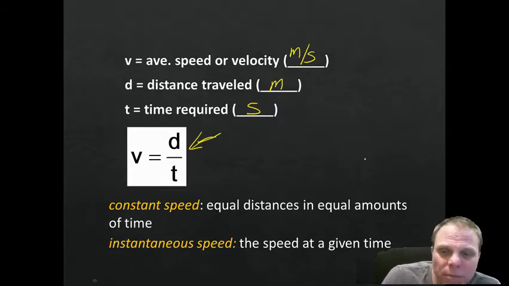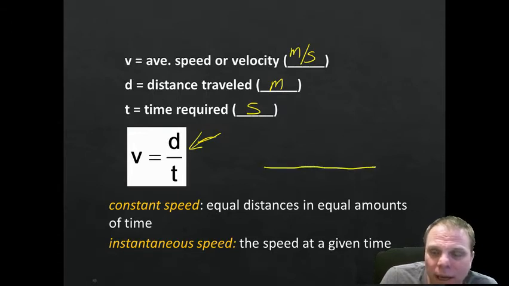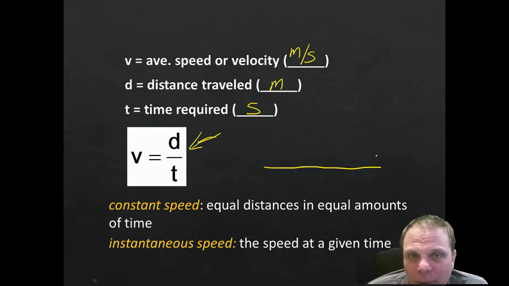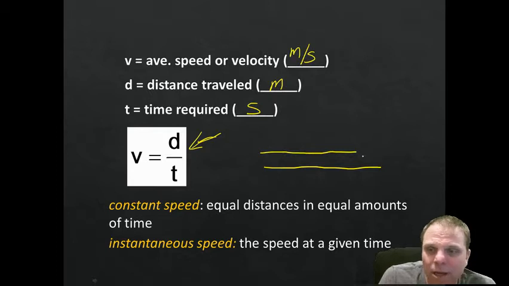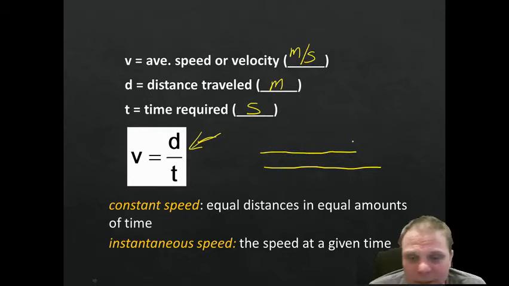Constant speed would be something where I'm consistently traveling the same amount of speed in the same amount of time, okay? I cover an equal distance in equal amounts of time, and I'm continually doing that. That would be constant speed. However, I could give you a strange path where I'm speeding up and then I slow down, speed up, slow down, speed up, slow down. I could have something where I'm going fast and slow and fast and slow.